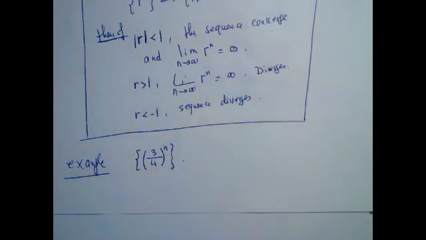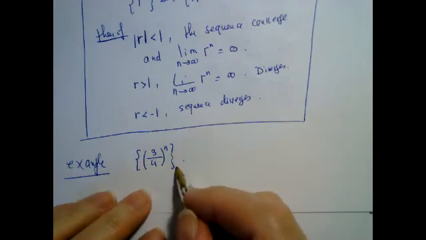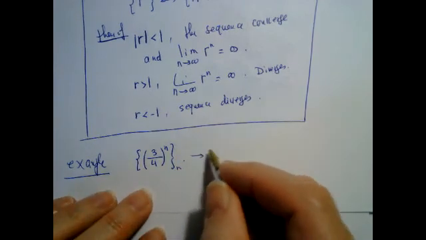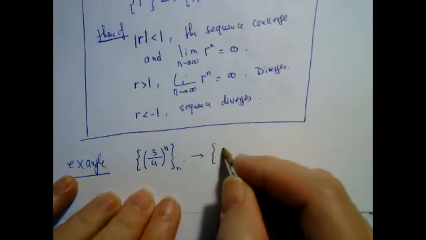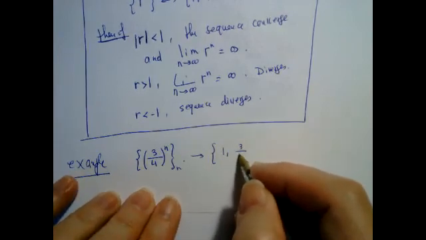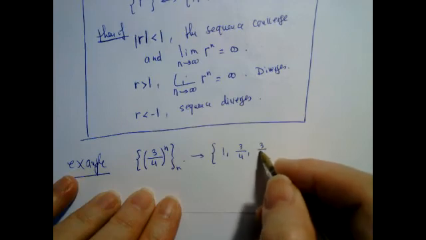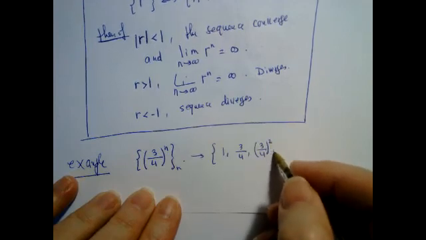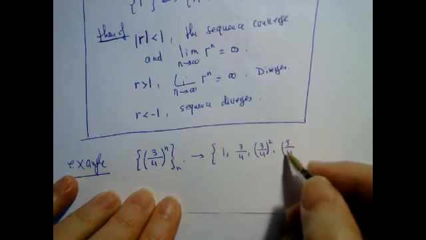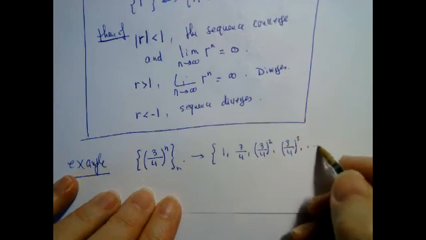3/4 to the power n. Does the sequence converge or diverge? So basically, I'm talking about the following sequence: 3/4, 3/4 squared, and so on. That's really what I am talking about.